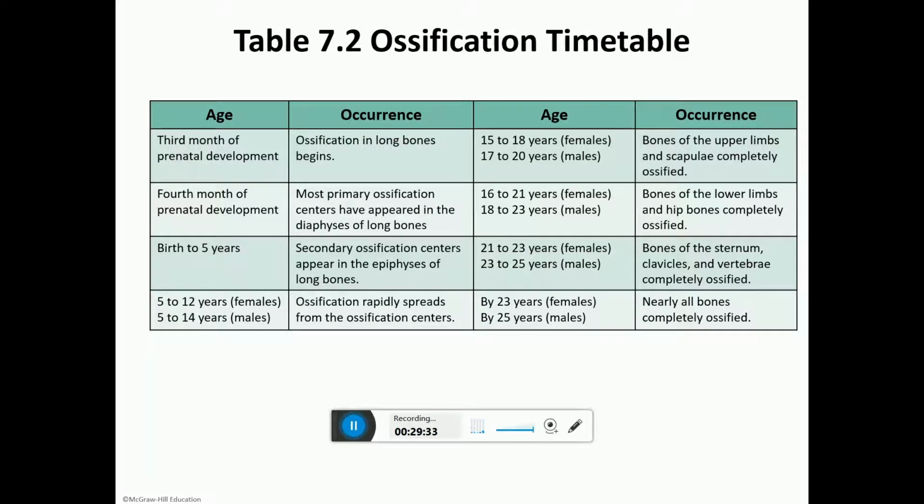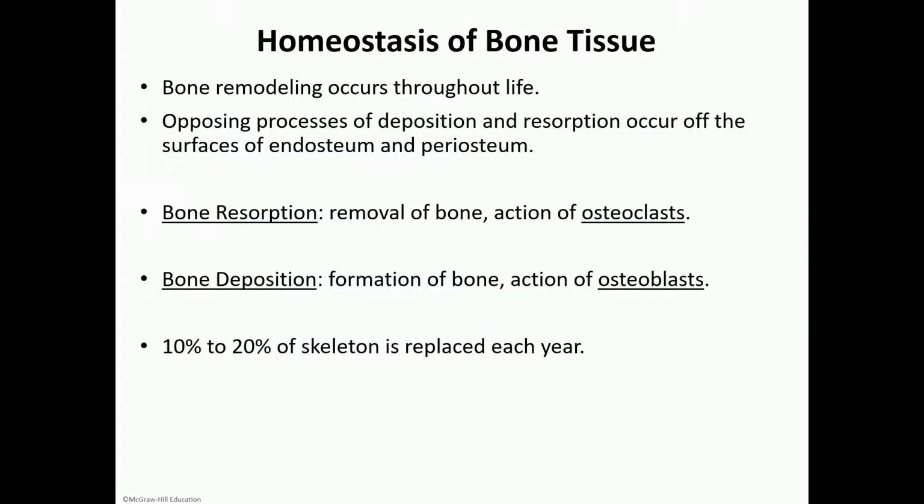Welcome back, folks. Now we will be talking about homeostasis of bone tissue. So we actually have to balance our bone tissue. Yes, we do. We have to have that balance between removal of old bone cells through bone resorption, which is done by osteoclasts, and bone deposition, the formation of new bone cells, which is the action of your osteoblasts.